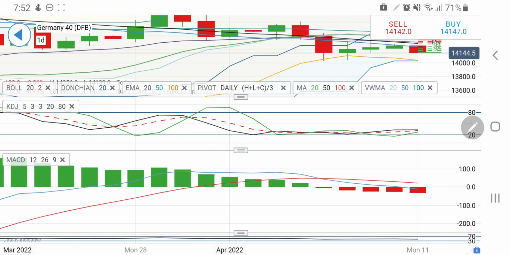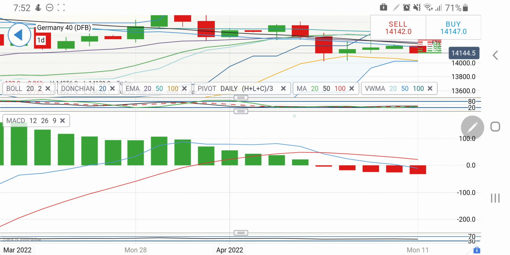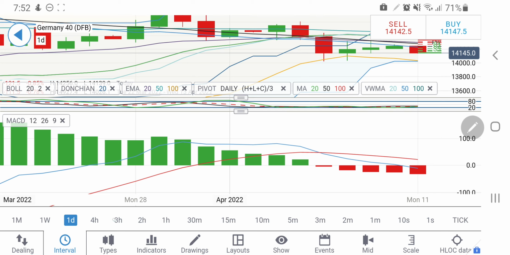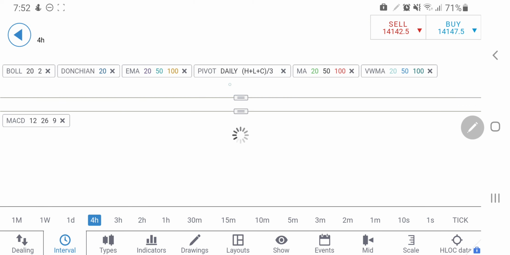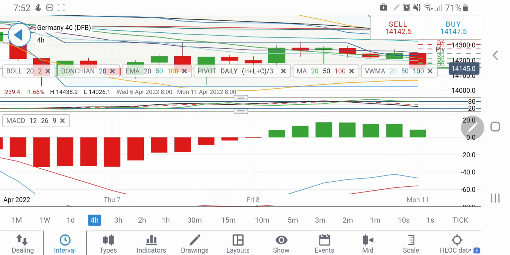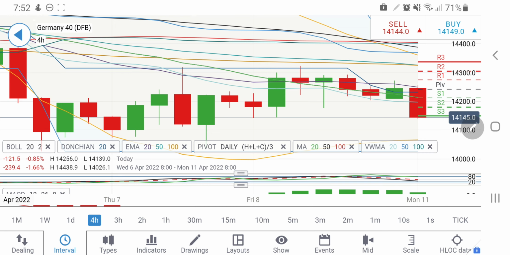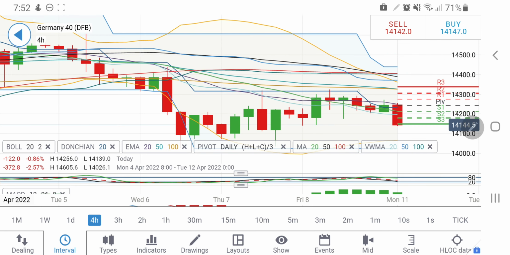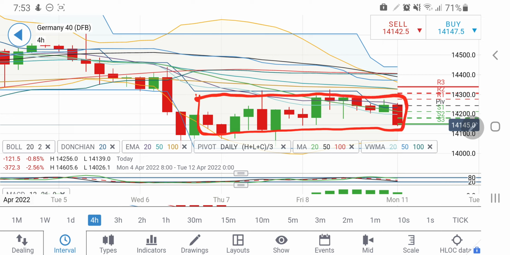On the daily stochastic, it is trading downwards, near the bottom, and MACD has just converged and crossed over on the sell side, so I'll be watchful of that too. But yes, stochastic is oversold and hence I will be watchful of that. Now look at the 4-hour charts. On the 4-hour charts, it is trying to consolidate in this zone, 14100 to 14300.